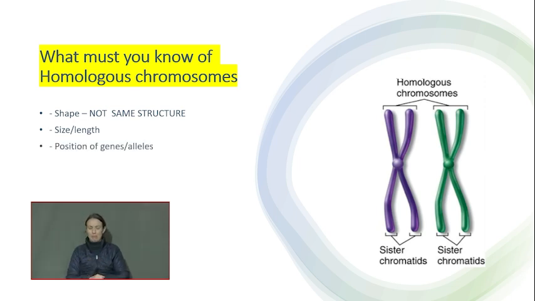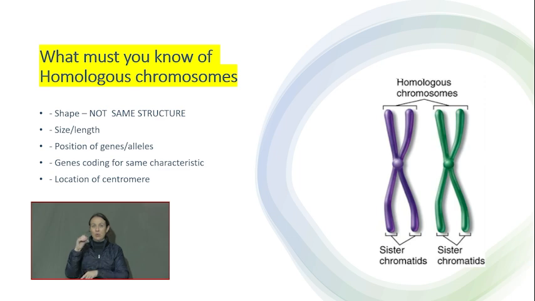They also have the same position of the genes at the same locus. We know that, or loci, right? Then the genes code for the same what? Characteristics, and they have the same position of the centromere.